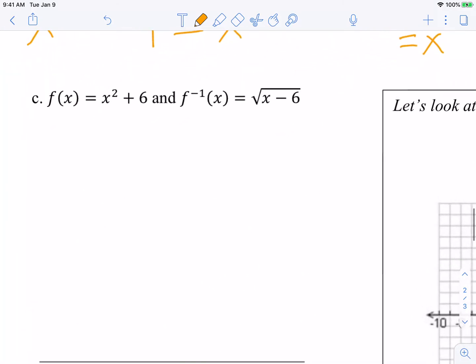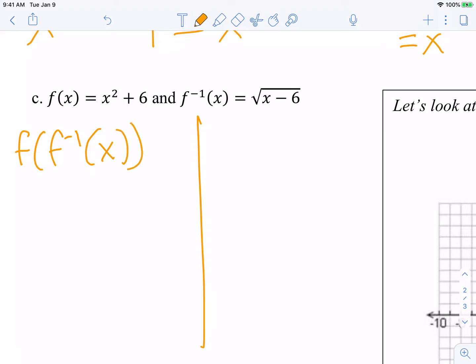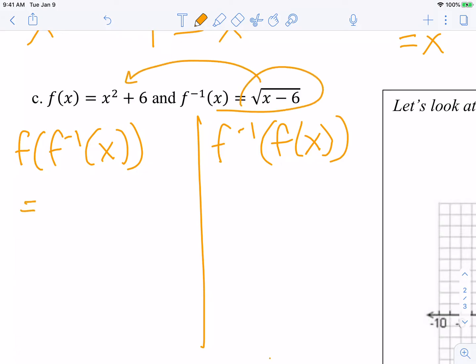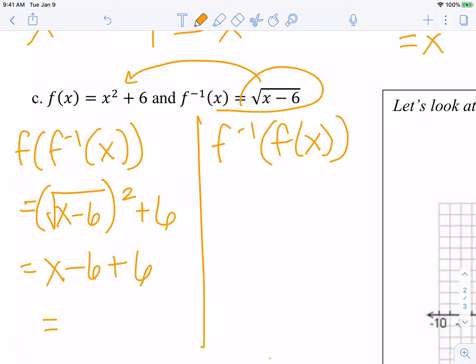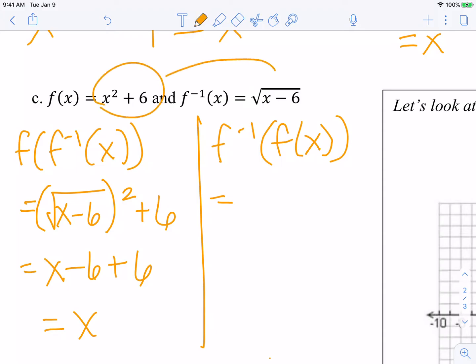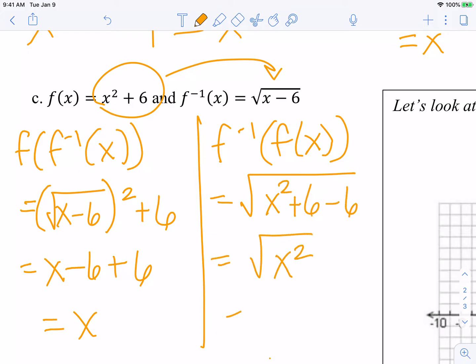Now let's go to part C. So we're going to plug the inverse into the original, and the original into the inverse. So here's the inverse: square root of x minus 6, squared, plus 6. That's just going to be x. And when we plug the original into the inverse, it's going to be x squared plus 6 minus 6, which is the square root of x squared, which is x.